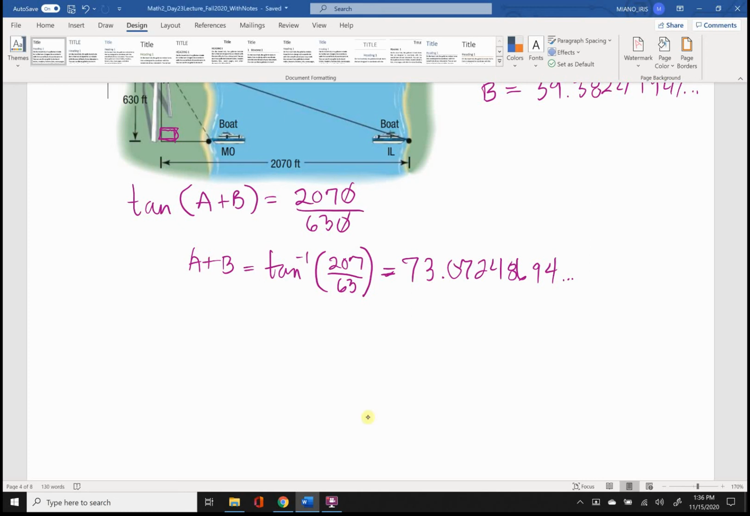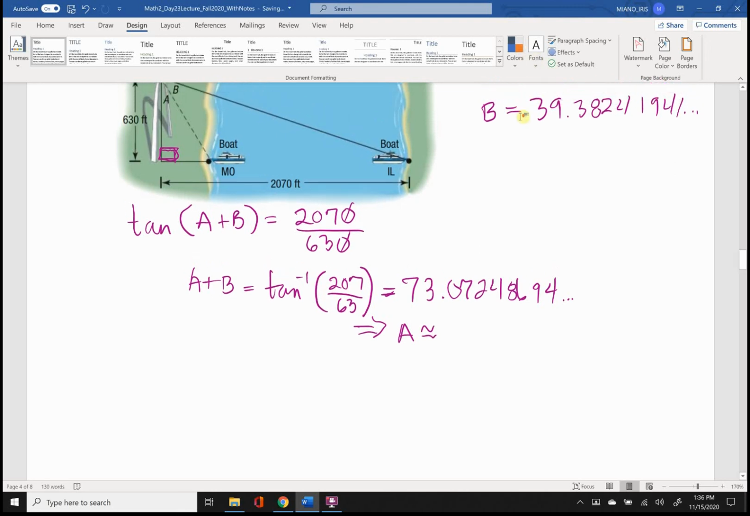Okay, so if a plus b equals this, then that means that a is approximately equal to, now I'm going to take this number, this is a plus b, subtract the b, which is this 39.38, yes, the whole thing, and I'll get that a is about 33.69006753. That's fine. This is a lot of significant figures. I'm in a good place here.